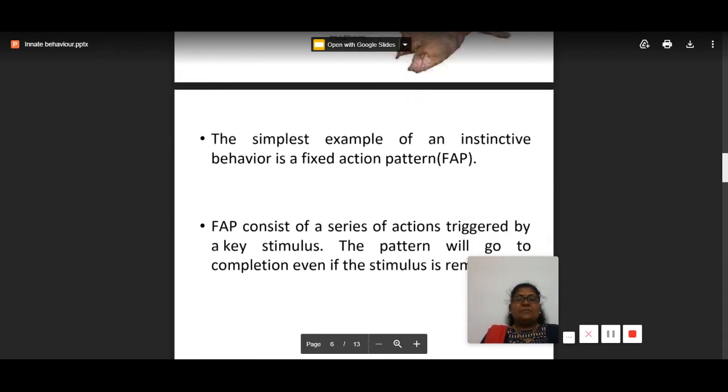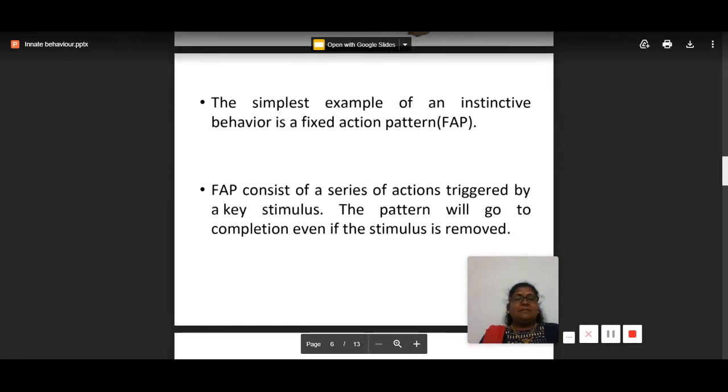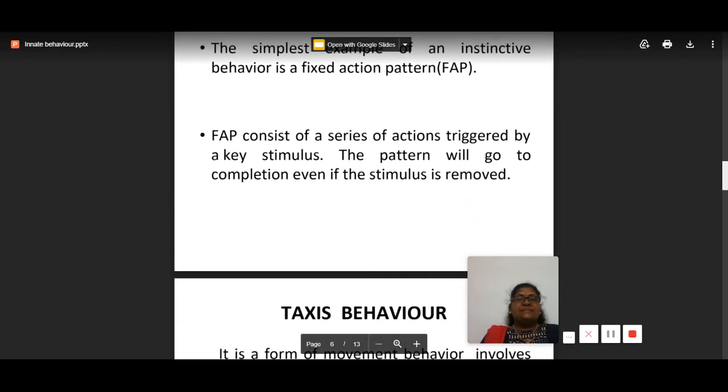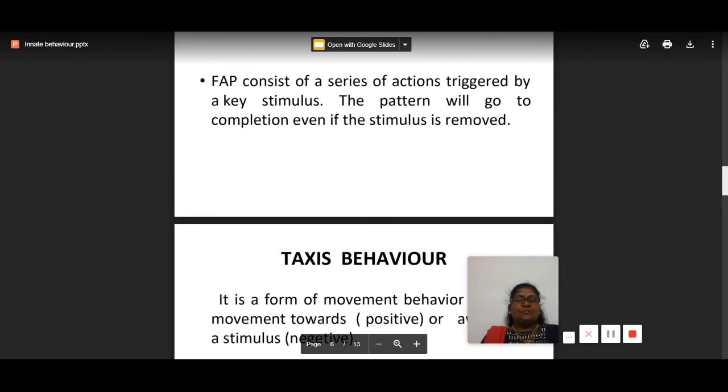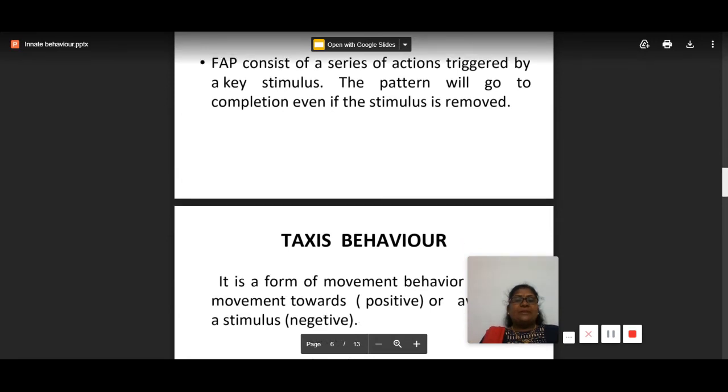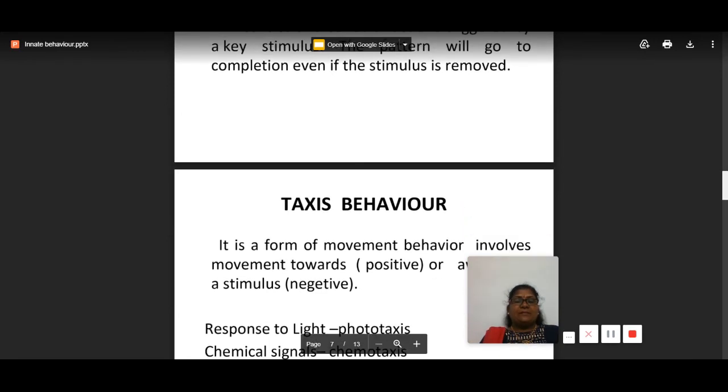The simplest type of animal behavior is a fixed action pattern. It is an example of the instinctive or innate. FAP is nothing but a fixed action pattern. The FAP consists of a series of actions triggered by a stimulus. The pattern will go to completion even if the stimulus is removed. In FAP, the stimulus occurs, the stimulus triggers, and the animal continuously responds. This pattern of behavior comes under the FAP.